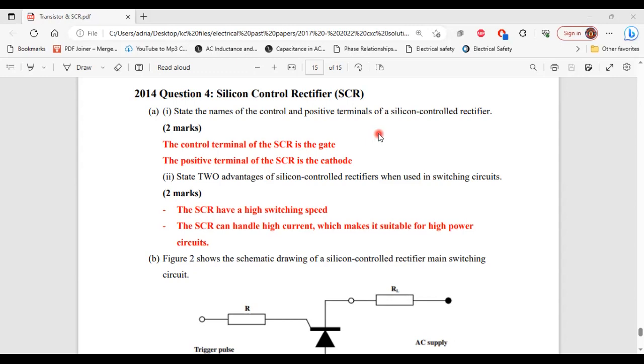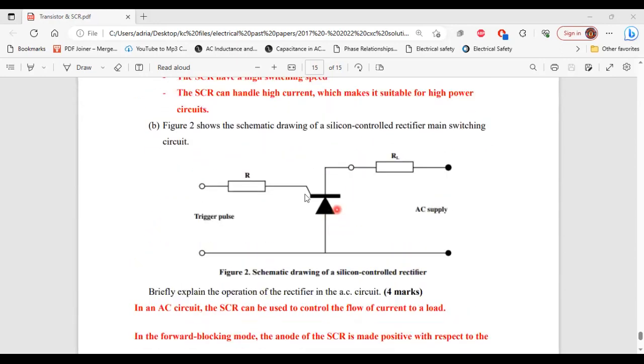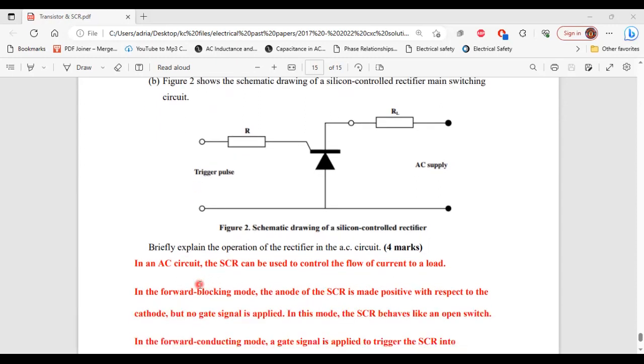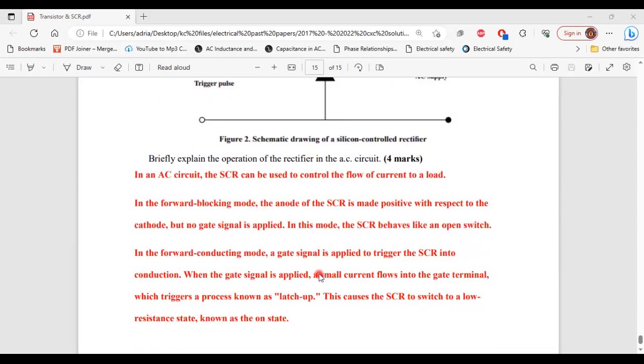For part B, it says, figure two shows the schematic drawing of a silicon controlled rectifier main switching circuit. All right, so this is the schematic drawing of a silicon controlled rectifier. It says, briefly explain the operation of the rectifier in the AC circuit. So in an AC circuit, the SCR can be used to control the flow of current to a load. There are two modes: forward blocking mode and forward conducting mode.